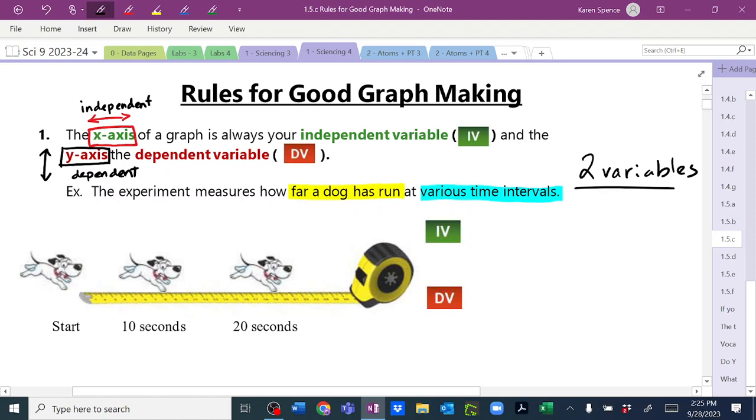One is, yeah, the distance the dog runs. So I don't have a lot of room here. I'm just going to write distance. And the other one is time.